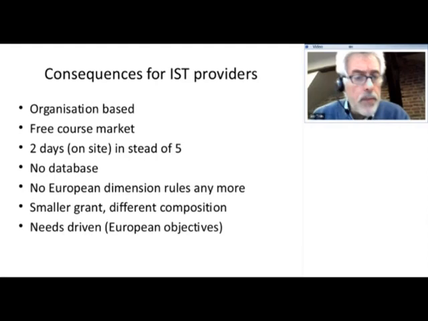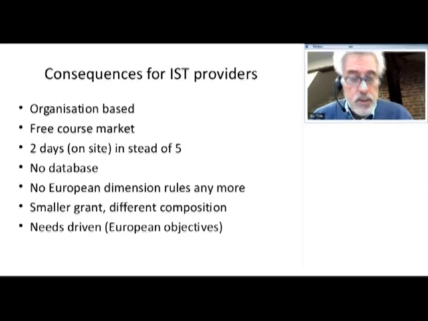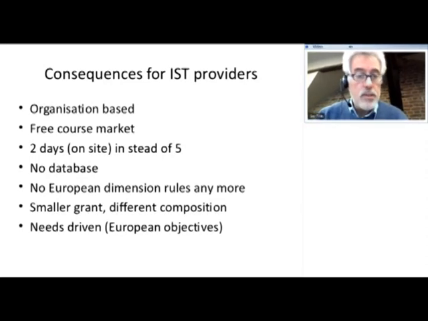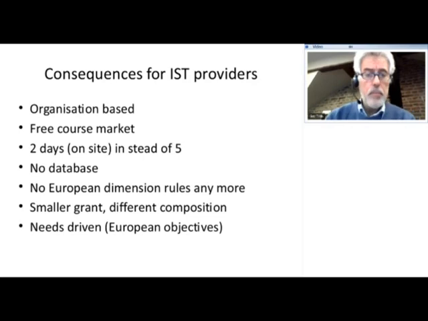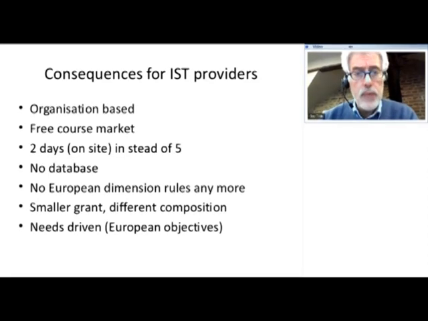Another element is that it is needs-driven, which is different from the previous situation. The previous situation was that there was a database, and there the course providers offered their courses, so it was offer-driven. But now it is the other way around. There is no database anymore. There are needs, there are applications that go to the national agencies, and in these applications, the needs of the organization are taken into account, and of course they are also linked to the European objectives that were described by Renilde in part 1. So I think this is a wrap-up of the consequences of the new rules, the consequences that we have to take into account as IST, as course providers.